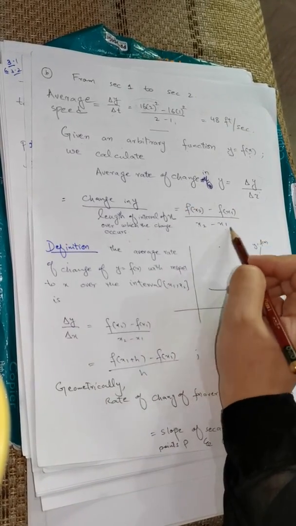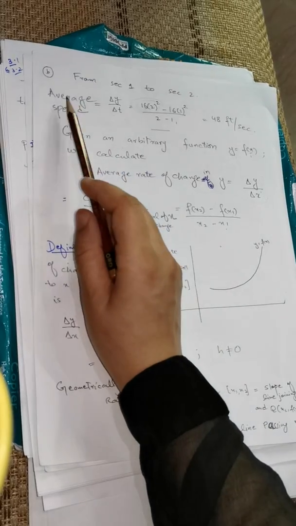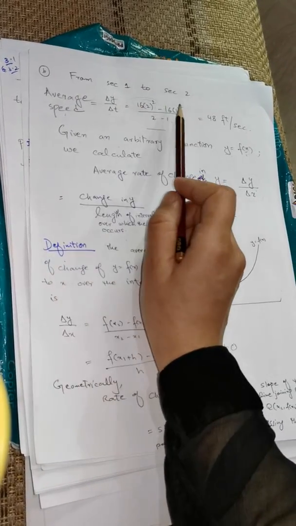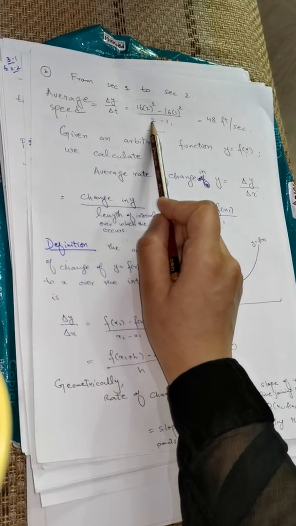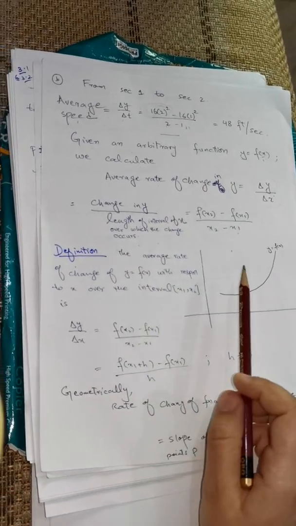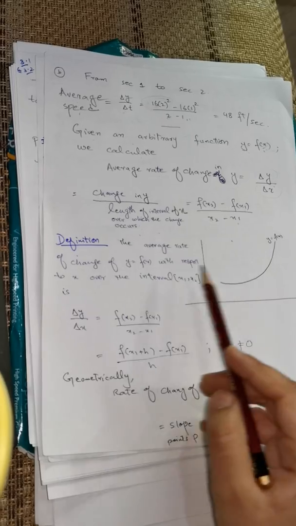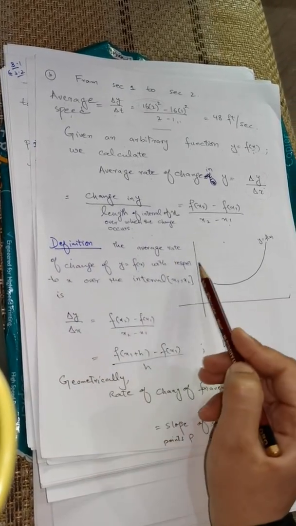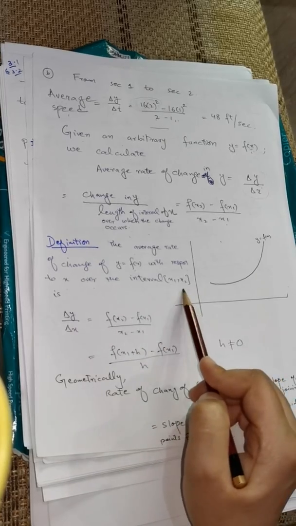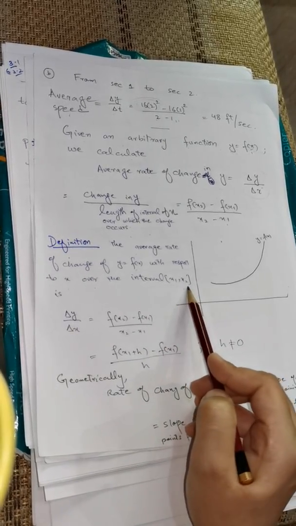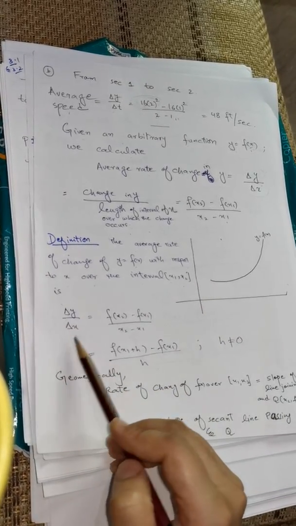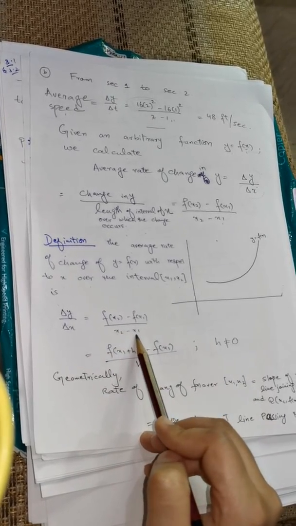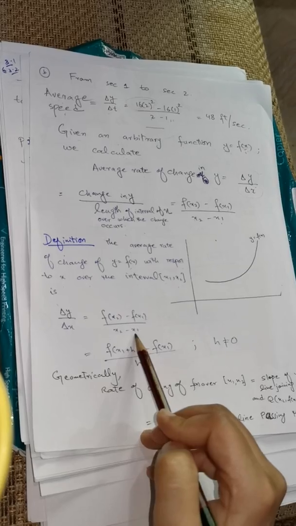This is the same concept as we have calculated earlier for average speed: final position minus initial position divided by final time minus initial time. So generalize the concept. Definition: the average rate of change of y with respect to x over the interval x1, x2 is delta y over delta x, equal to f of x2 minus f of x1 over x2 minus x1.